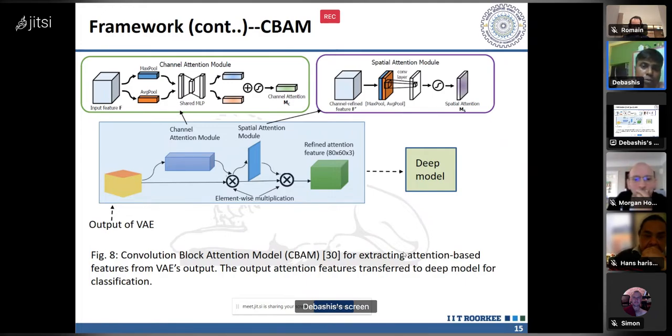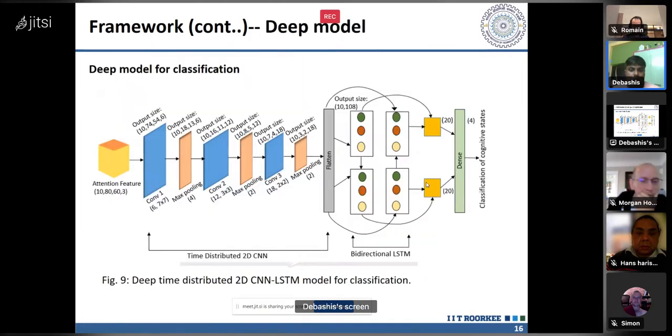In the top box you can see this is the channel attention, MC. This channel attention is multiplied with the spatial attention, which is the 2D module, and the result is multiplied with the original feature. The refined feature is then passed to our deep model for classification. This is the classification model: you can see the attention features, the yellow one on the left-hand side, passed to the 2D CNN BLSTM model, and then the classification of the cognitive state is performed.